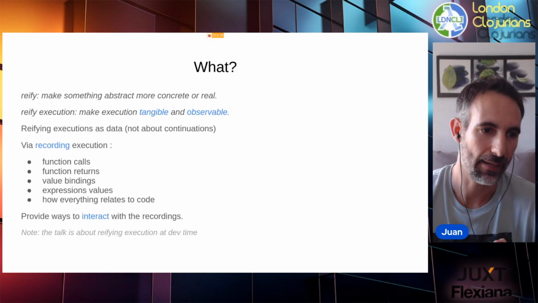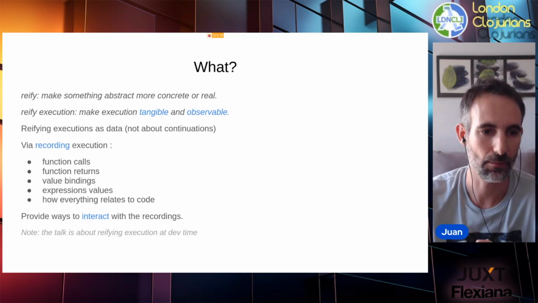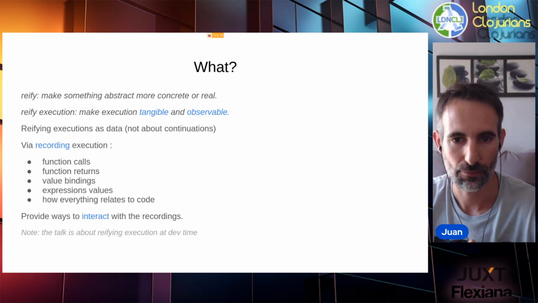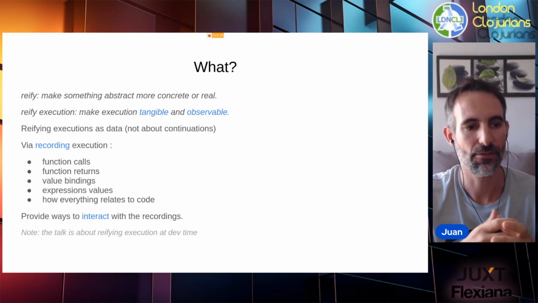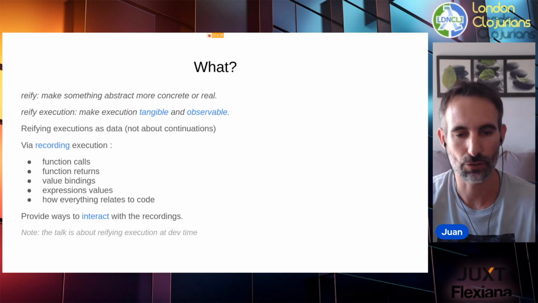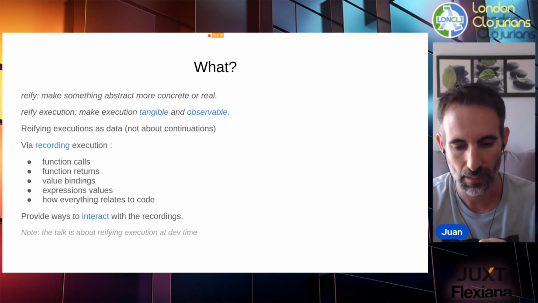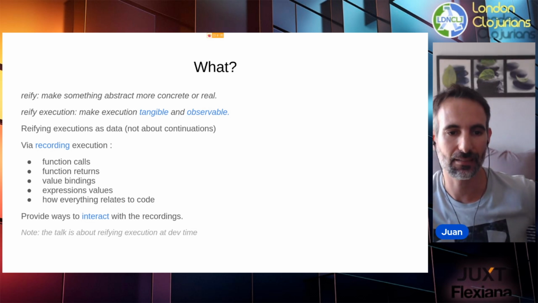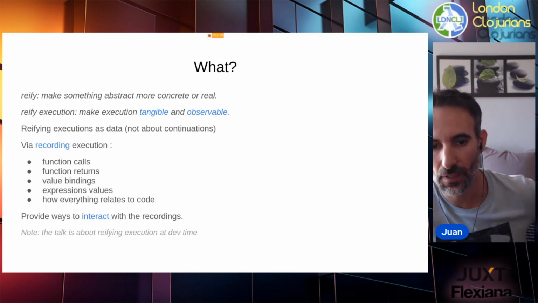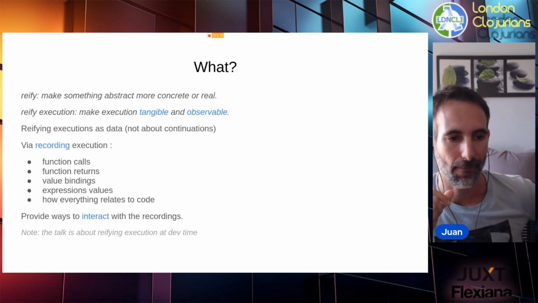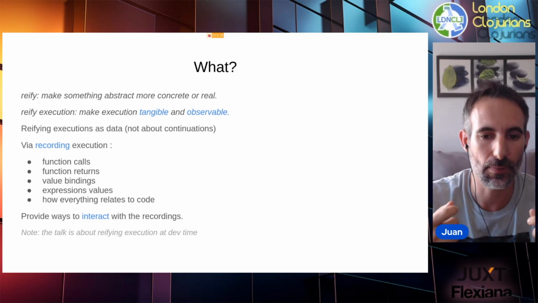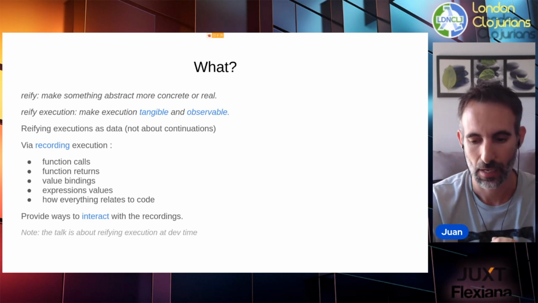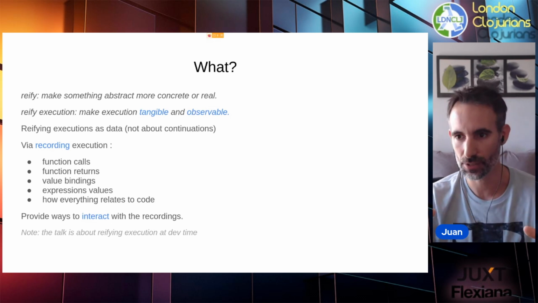So what first? Probably most of the people in the Clojure community are already familiar with the Reify term, but for those who aren't, Reify means make something abstract more concrete or real. In this context of Reifying execution, it means make execution tangible and observable. And this is going to be about Reifying executions as data, and not about continuations.